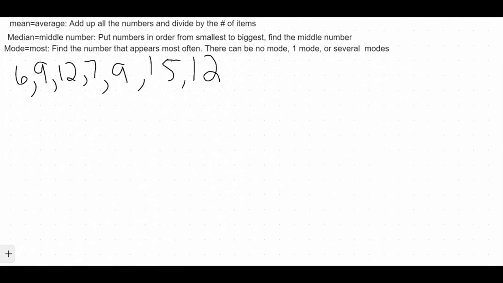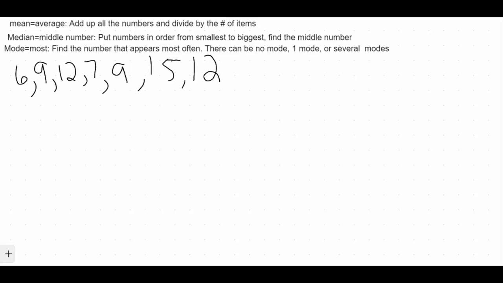Hey guys, so this video is going to focus on finding the mean, median, and mode of a set of numbers. So we're going to go through a couple of examples and we're going to work on finding all three, mean, median, and mode of each example. So let's start with mean.